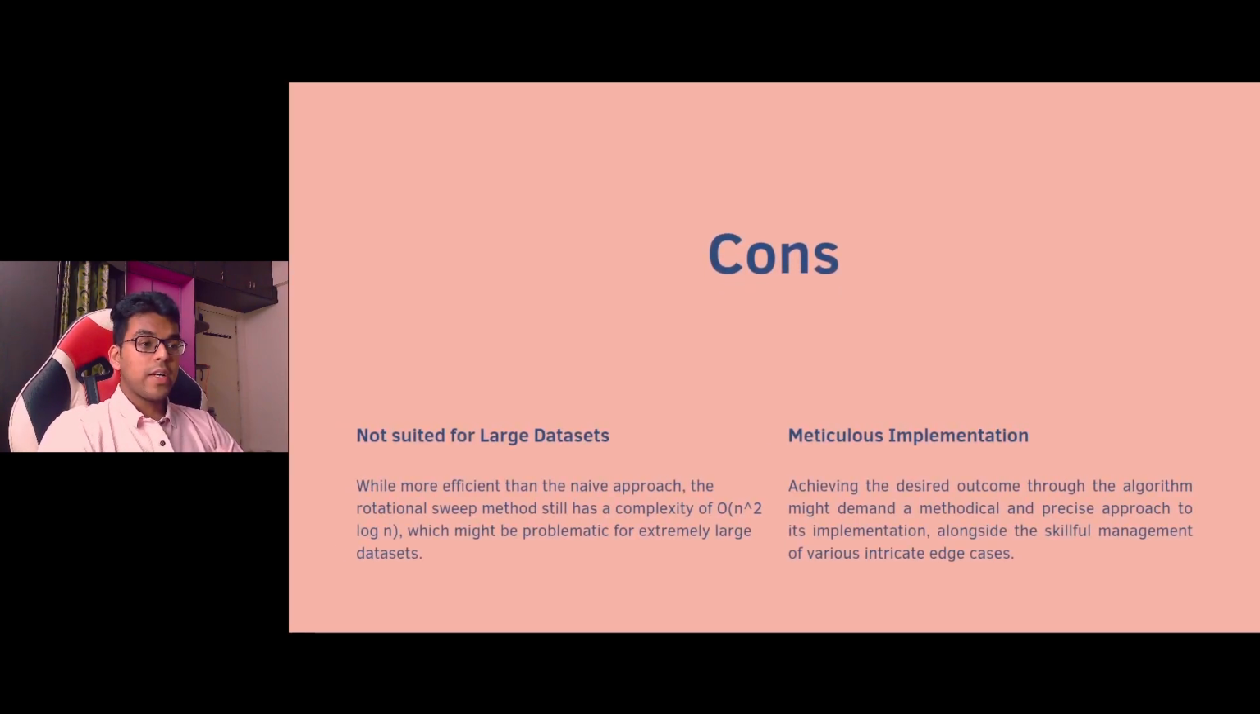Coming to the disadvantages of the algorithm, it is not particularly suited for very large data sets. While more efficient than the naive approach, the rotational sweep method has a complexity of O(n² log n), which might be problematic for extremely large data sets. The second disadvantage is that it is a tough and meticulous implementation. Achieving the desired outcome through the algorithm might demand a more precise approach, which alongside skillful management requires the handling of various special edge cases.